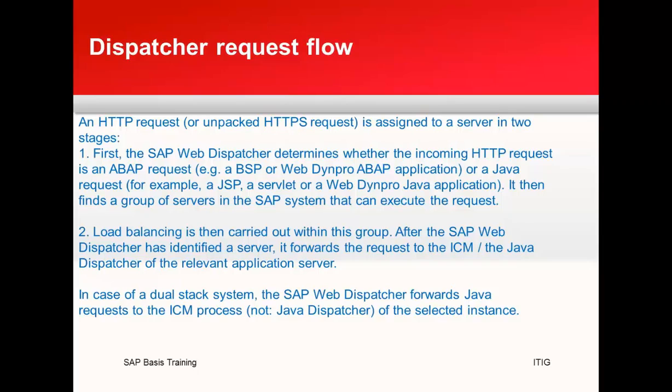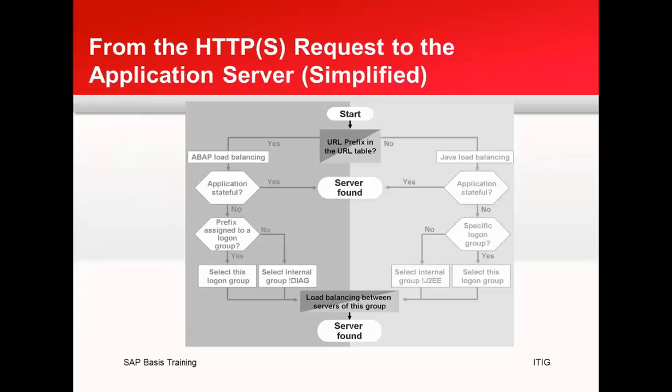So let's go to the next slide, which is showing how the flow is happening when the dispatcher receives a request. Based on the URL table, it will be sent to ABAP load balancing or Java load balancing, depending on whether the application is stateful. Basically, in this diagram we are showing how the exact identification of the server happens.